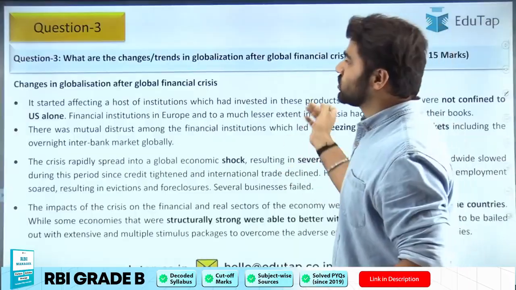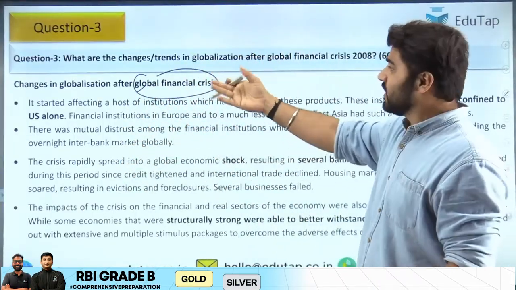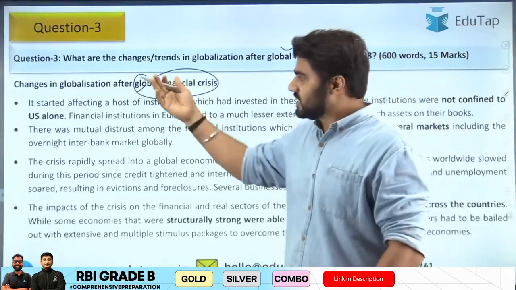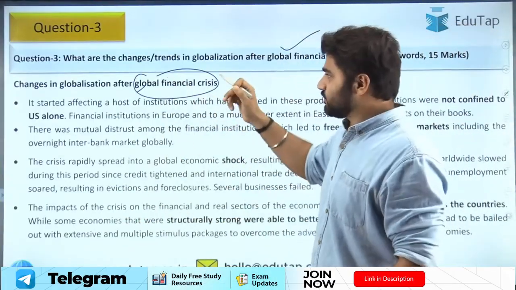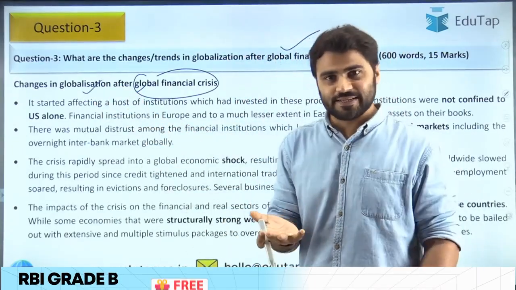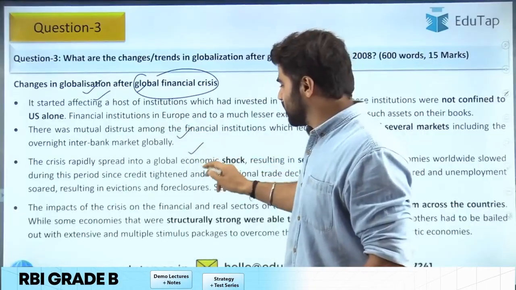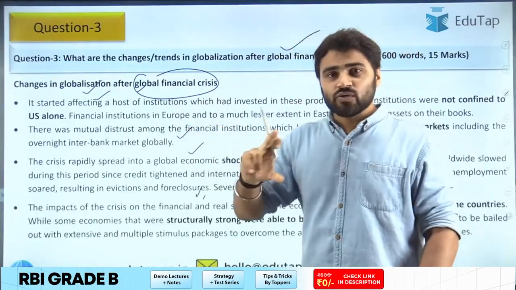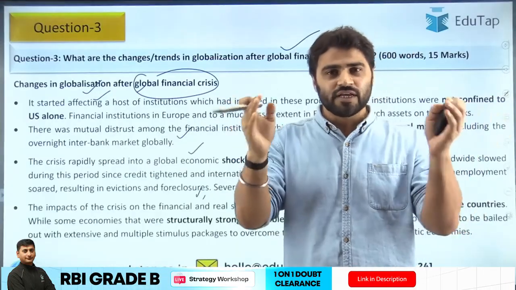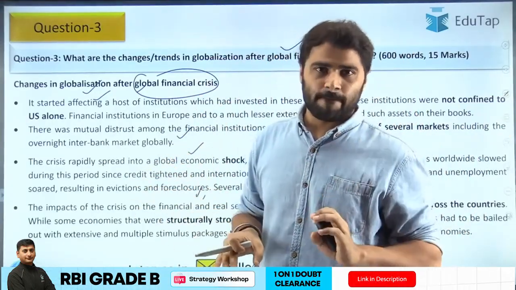After that, if we talk about changes in globalization after global financial crisis, this is the question exactly. What are the changes, trends in globalization after global financial crisis? So these all are the changes which can be observed in globalization after global financial crisis. Okay, friends? So here you can read all the statement related to changes. So this is how you need to attempt any particular question, that you have to break that question and you have to address all the micro questions which have been broken by you.